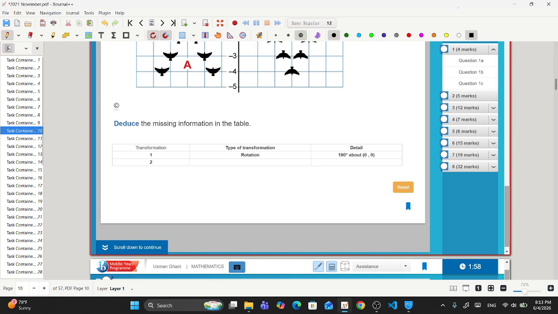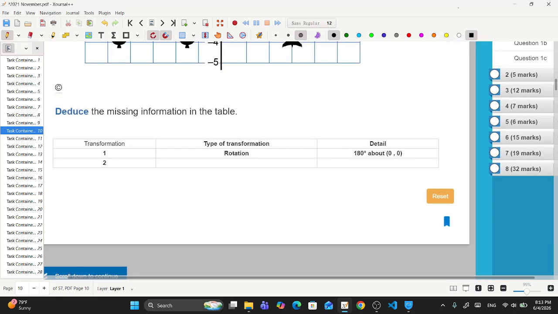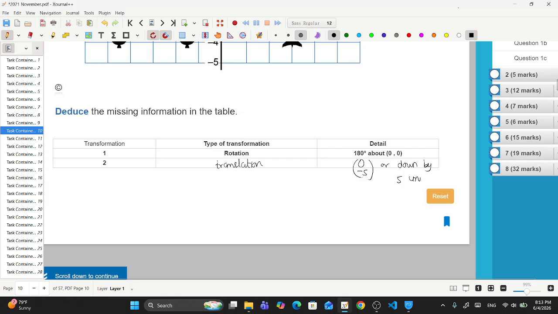So you can write it down as translation, and the vector is supposed to be (0, -5), or down by 5 units. But it is better that you represent it in the form of a vector. That would be way better. Let's move forward.